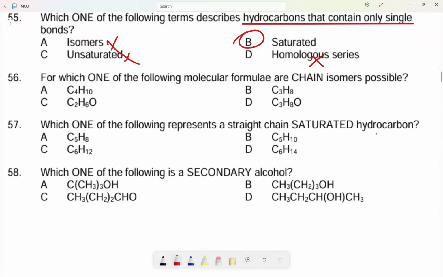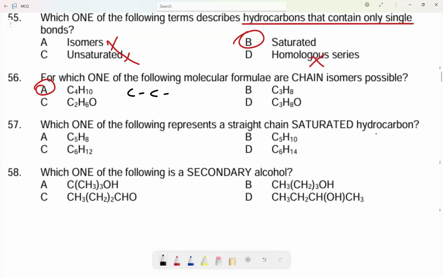Okay, let's look at C4H10. C4H10, 1, 2, 3, 4. Is a chain isomer possible here? Yes. Why? Because I can say 1, 2, 3, and put a branch instead of 4. So A is the most correct answer. Let's look at the others, why they are not.